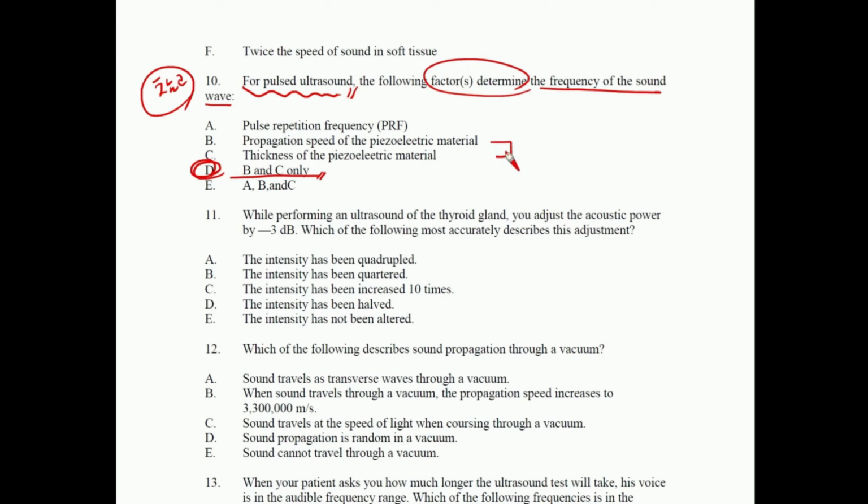Options B and C can be seen as the 2 factors that influence the determination of frequency. You should know that the frequency is determined by the propagation speed of the piezoelectric material and the thickness of the piezoelectric material. Once again, the 2 factors that determine the frequency are the propagation speed and the thickness of the piezoelectric material. Just refer to this information as a reference through the question.